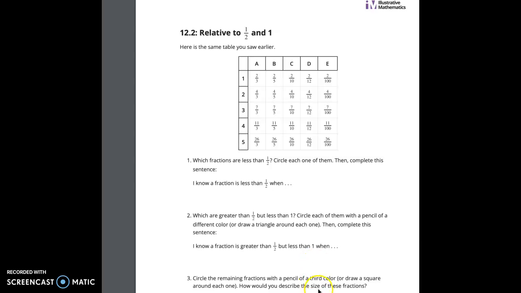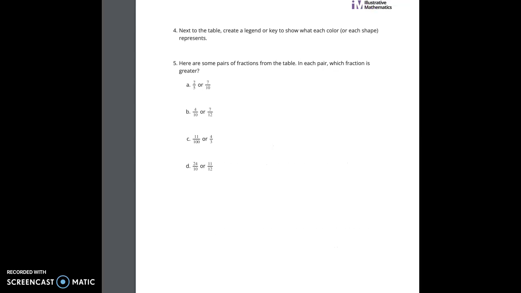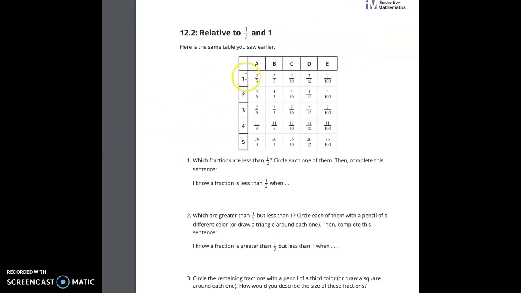Okay, and then you would just color the remaining fractions with a pencil or draw a square around each one. And then think about where they fit in the scheme of things. Are they greater than 1/2, less than 1/2, greater than a whole, more than 2? Think about what connections you're seeing there. Okay, our last page. Next to the table, create a legend or a key that shows what color or shape represents. So let's go back to that table.